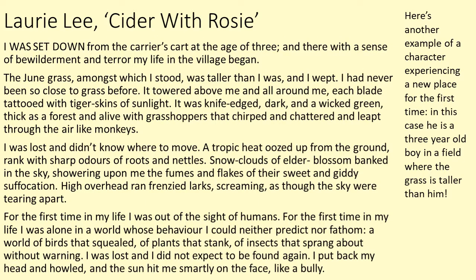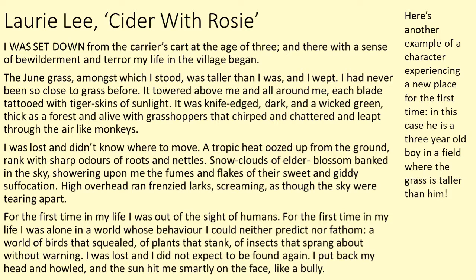Okay, so here's another example of a character experiencing a new place for the first time. In this case, he is a 3-year-old boy in a field where the grass is taller than him. So let's read through it, and I want you to think about what kind of techniques are being used and how they're effective in making the reader feel the emotions of the character.